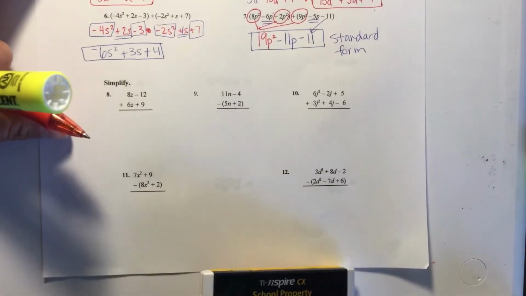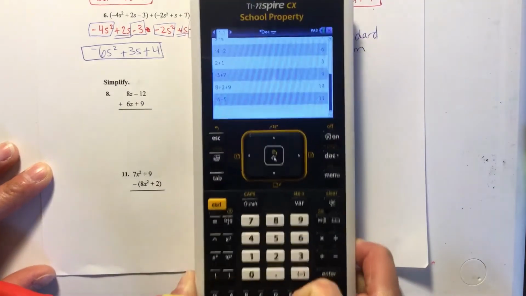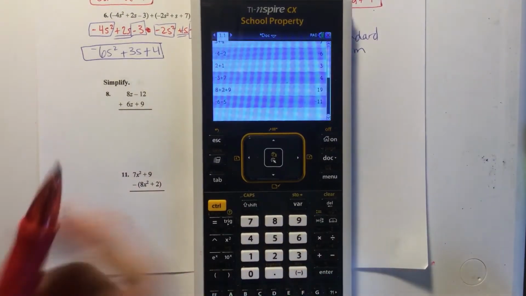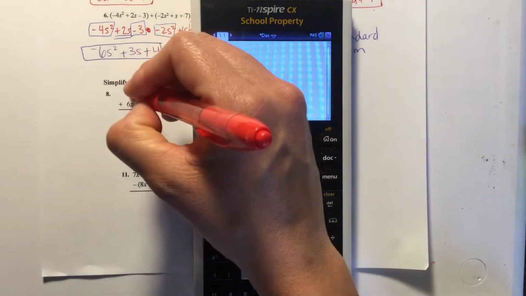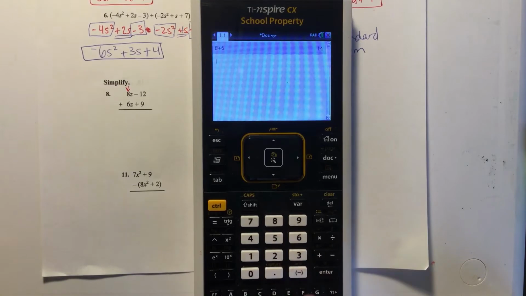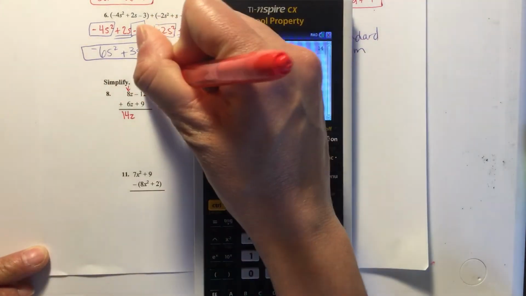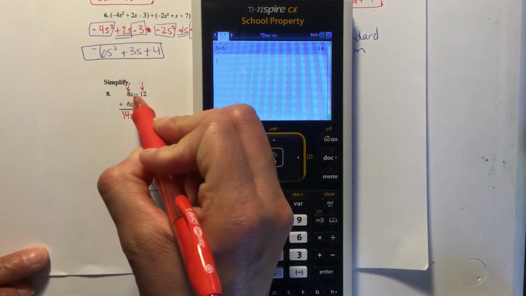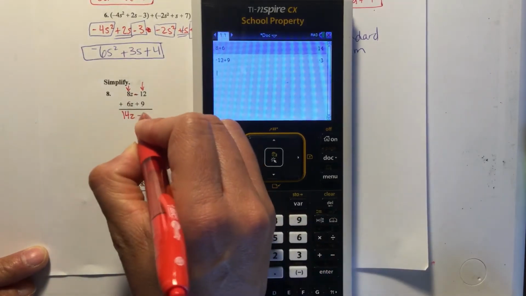Next, numbers 8 through 12, you're going to simplify. So number 8 is addition. Since 8 is addition, you're going to just add your terms exactly the way they are. 8 plus 6, 14z. Here, you're taking a negative 12 plus 9. Negative 12 plus 9 is a negative 3, so minus 3.